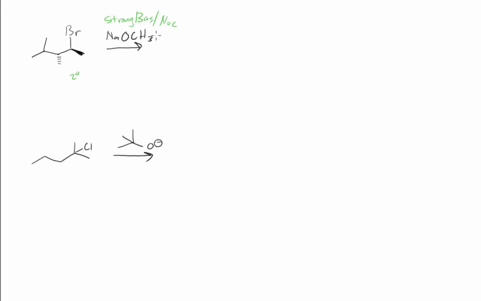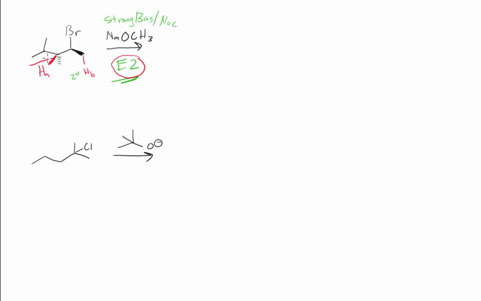We have secondary, strong base, strong nucleophile, and if you remember from the chart, E2 is favored, and maybe a little bit of SN2. So let's go ahead and draw that. We need to figure out the location of the beta hydrogens when we're dealing with an E2 reaction. That's really why we want to know that it's E2, so that we can look for beta hydrogens and decide how they're going to react.